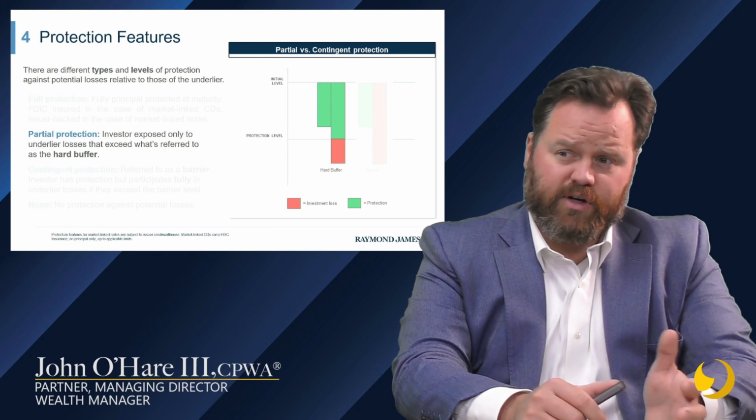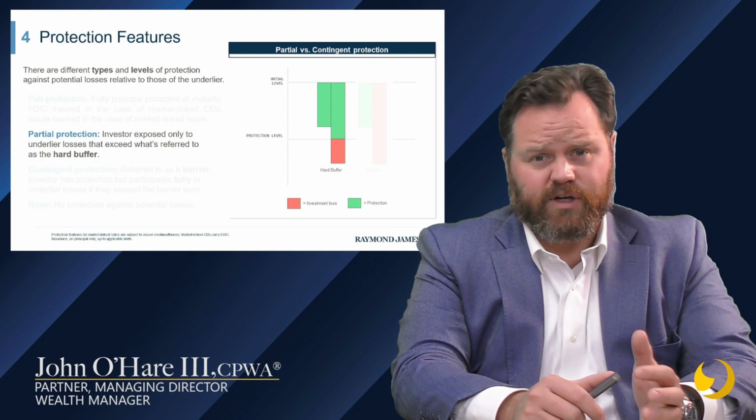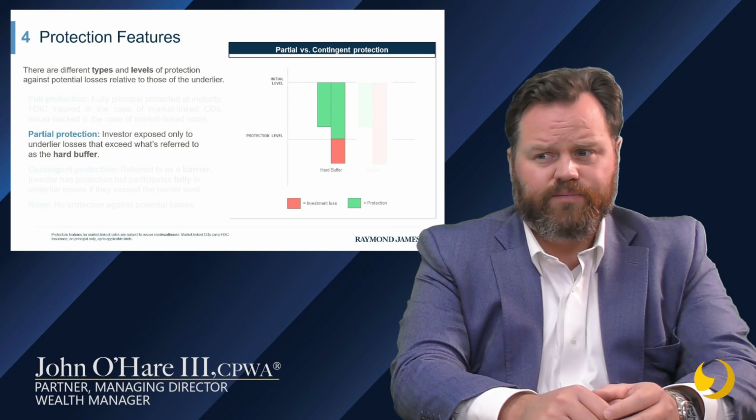With a hard buffer, additionally, if the market's down, say, 25%, it's down beyond that buffer. Well, then in this case, the market is down 5%. Again, that first 20% is on the issuer. So that's how a buffer works.